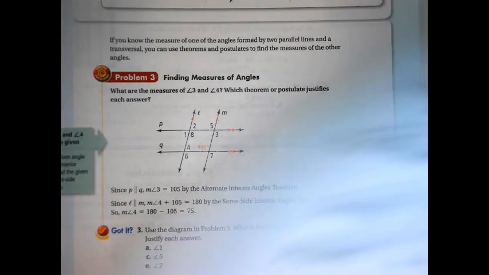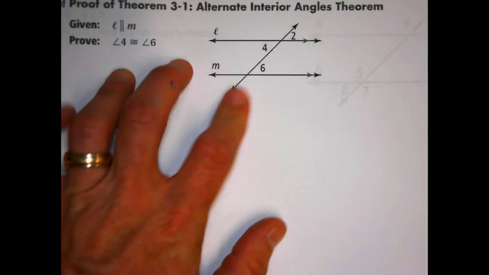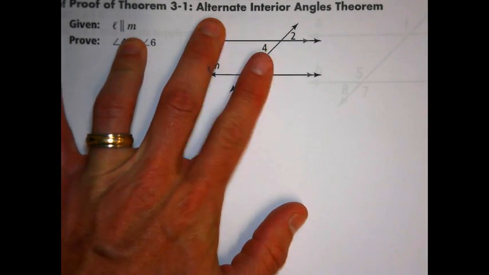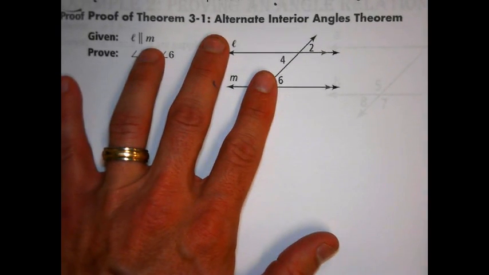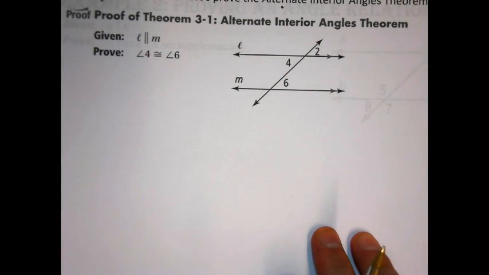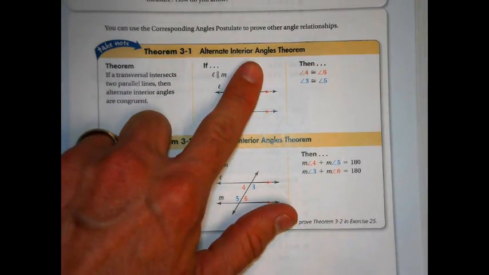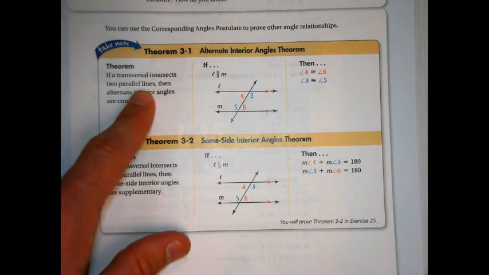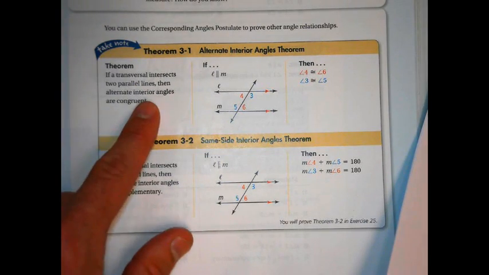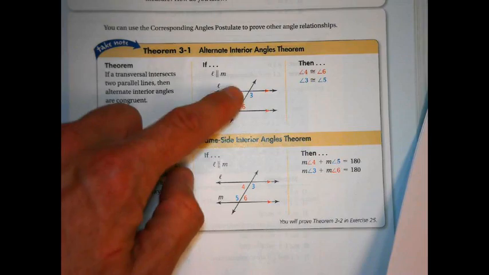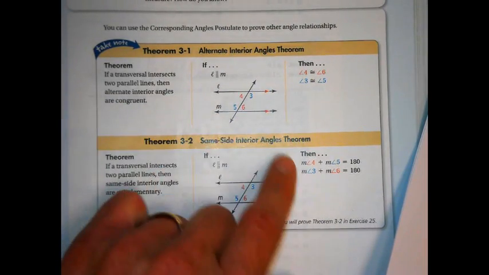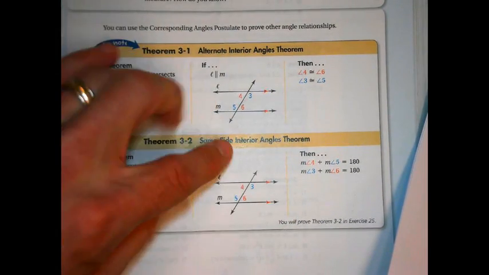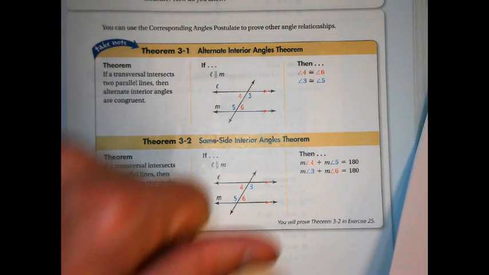We're going to prove the alternate interior angle theorem, which is theorem 3.1. So what we're going to do is take a look at this theorem. If a transversal intersects 2 parallel lines, then the alternate interior angles are congruent, right? 4 and 6 are alternate interior, 3 and 5 alternate interior. If you don't know that, you better hit pause right now and go check out the previous video from chapter 3, section 1, okay?